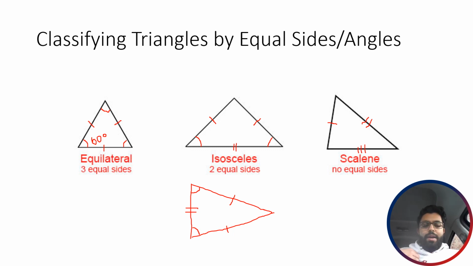Now you'll never have a triangle that's got 3 equal sides but only 2 equal angles, or 2 equal sides and 3 equal angles, or 3 equal sides and no equal angles. If they've got 3 equal sides, they've got 3 equal angles. 2 equal sides, 2 equal angles, no equal sides, no equal angles. That part makes it a little bit easier. So that's how you classify triangles, by equal sides.